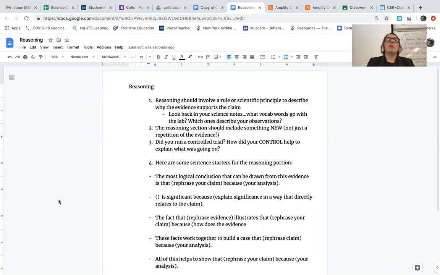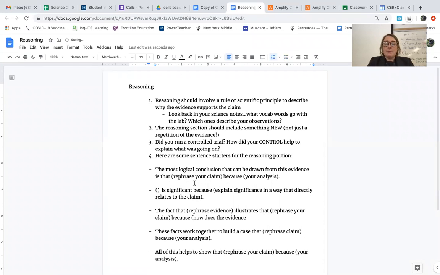Most of you are good at making claims. That's just a statement about what you think will happen. You don't have to include the why in your claim. The evidence is the actual evidence that you collected and your analysis of that evidence, so any trends that you see, any relationships, etc. The reasoning is where we're all getting messed up and missing the most points.